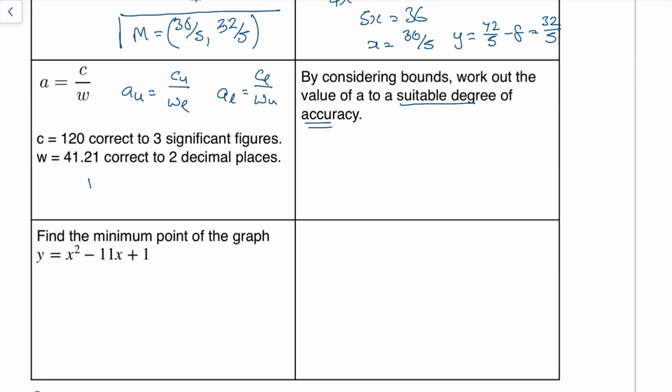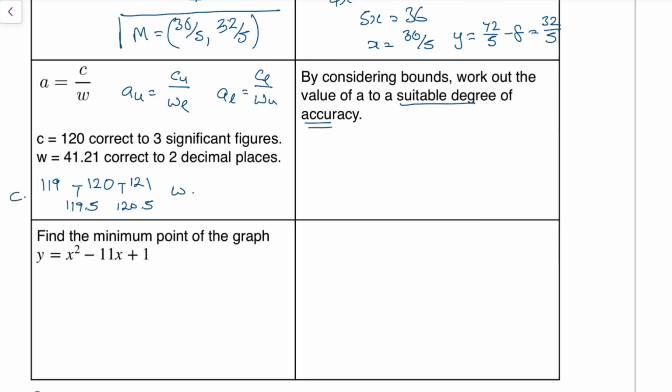Well, let's do C here. So C is 120 to 3 sig fig. So the sig fig above is 121, the sig fig below is 119, which means my range is 119.5 to 120.5. So that is my C.